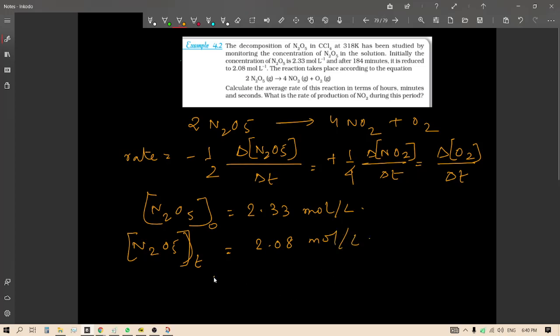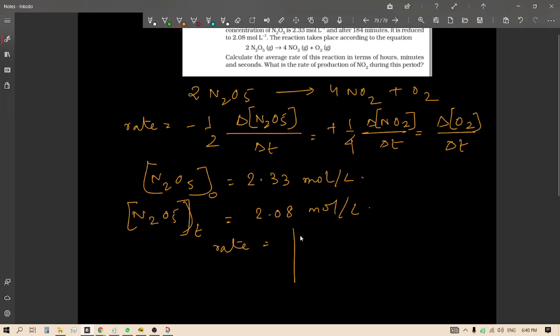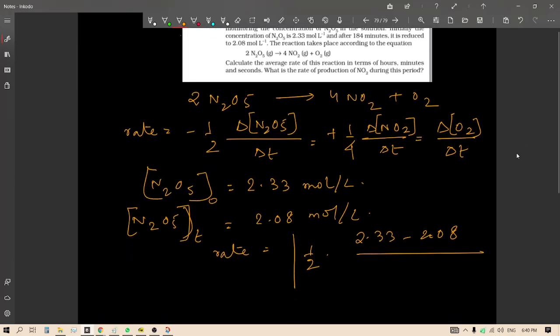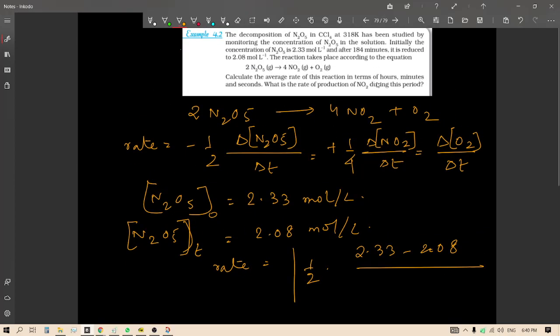Now what is rate? Rate is equal to, normally minus will come, but you take the magnitude. Minus indicates that the reactant is decreasing. Basically it's the magnitude of half into the difference, which is 2.33 minus 2.08. What is time? Time is 184 minutes. It is asked that you have to find in hours, minutes and seconds.